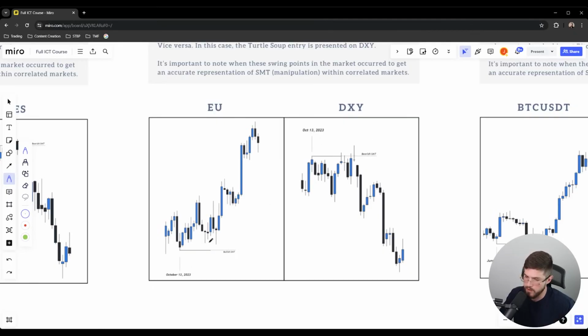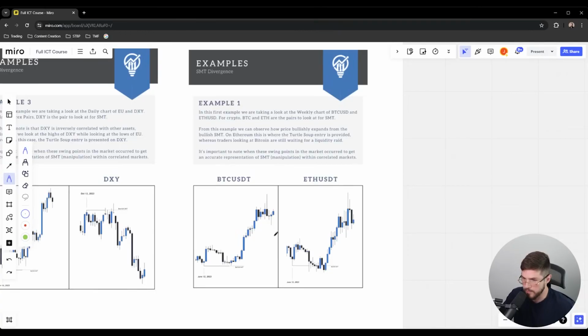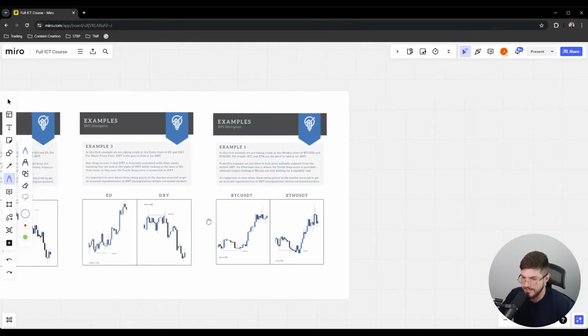Okay, very, very important. Now you can also use this with crypto. Bitcoin and Ethereum, think of it like NQ and ES. They should move together, and if they don't, then that can be a sign that there's foul play or manipulation in the market. If it happens at the lows, it's bullish, or if it happens at the highs, it's bearish.